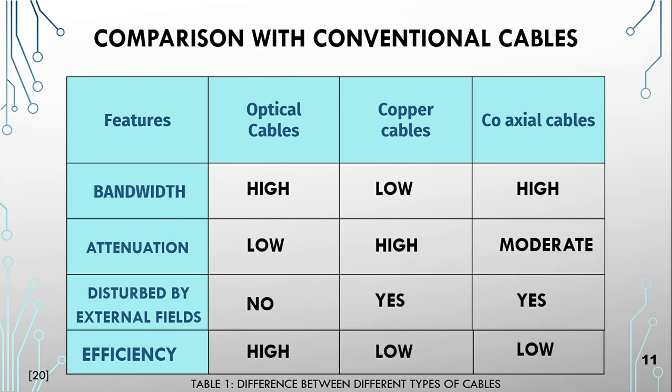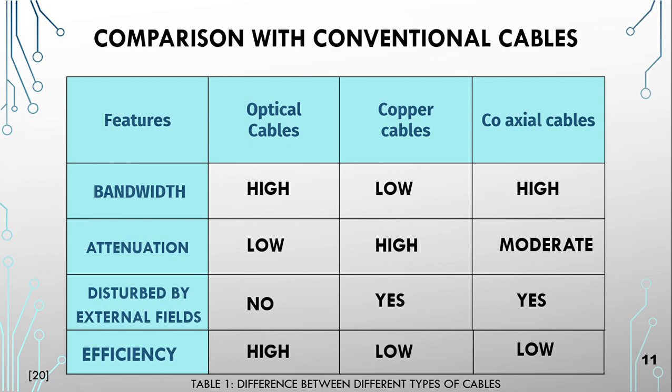And we can look into the comparison with conventional cables such as copper cables and coaxial cables. When we compare with the conventional cables, optical fiber cables in terms of bandwidth provide significantly higher capacity for data transmission at extremely high speed. Coaxial cables offer a moderate bandwidth while copper cables have the lowest bandwidth among the three.